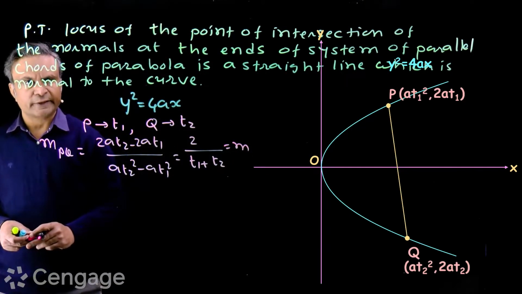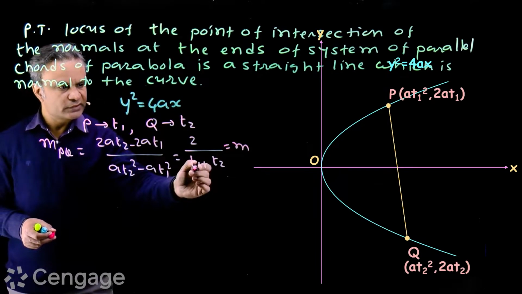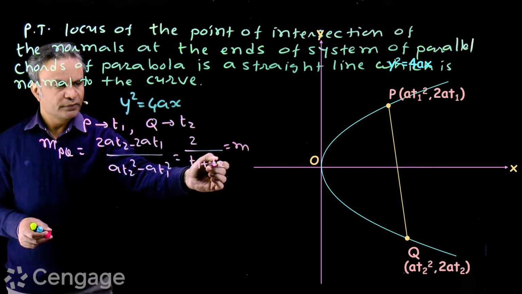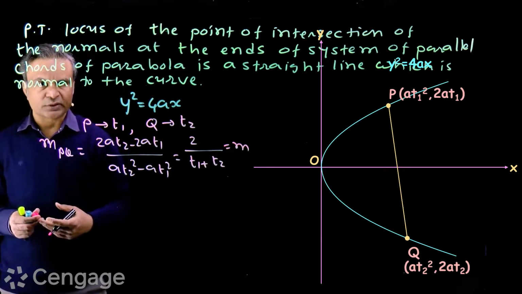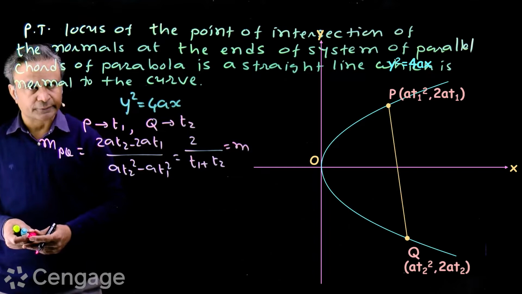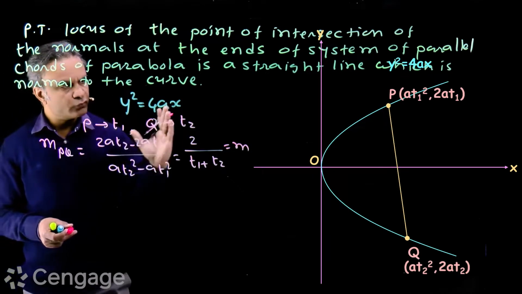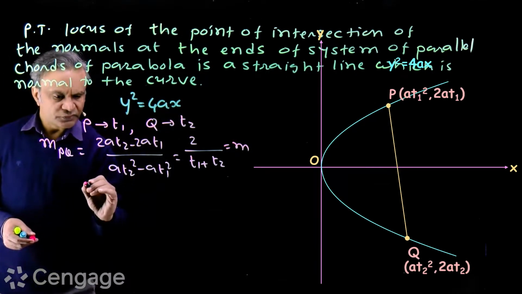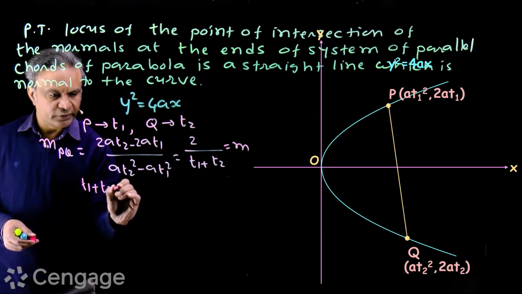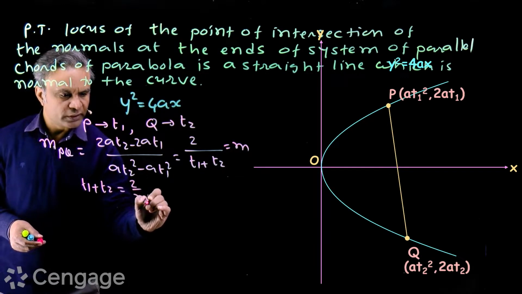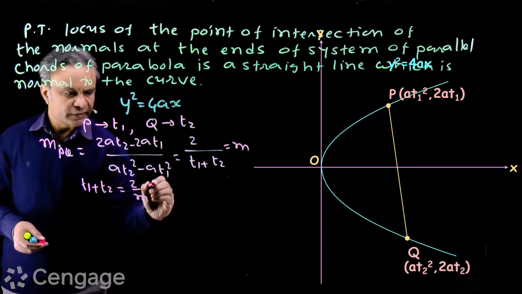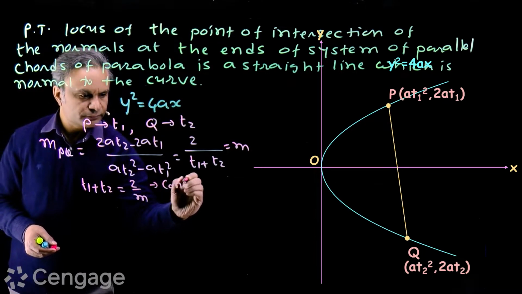ये possible हो सकता है ना. अगर t1 को increase करेंगे तो t2 decrease होगा. अगर t1 को decrease करेंगे तो t2 increase होगा. सम क्या रहेगा? कांस्टेंट रहेगा, क्योंकि स्लोप जो है वो कांस्टेंट है. From this we get t1 plus t2 is equal to 2 upon m. Okay, this value is constant.